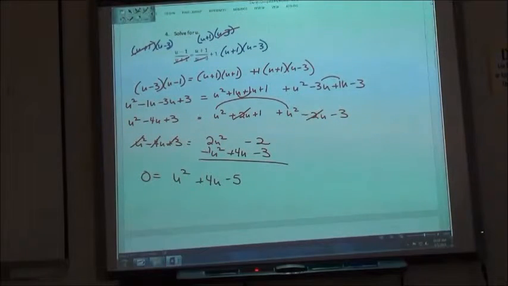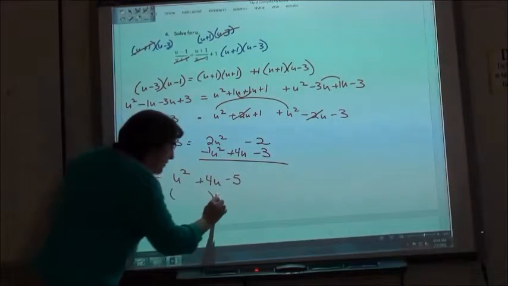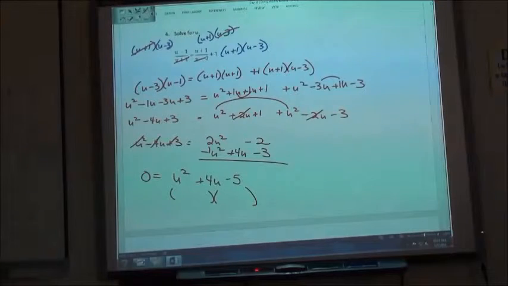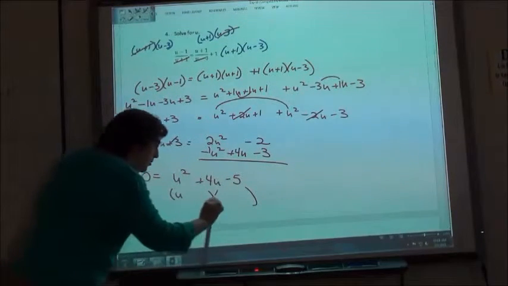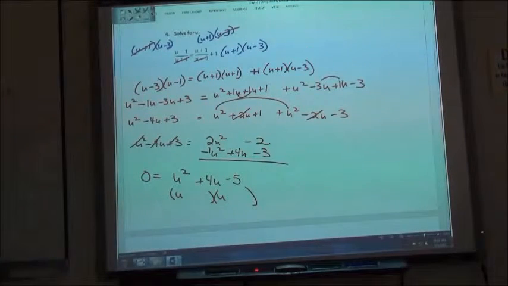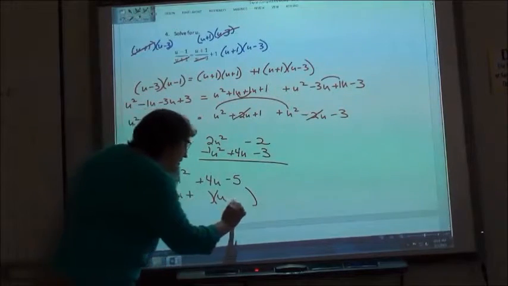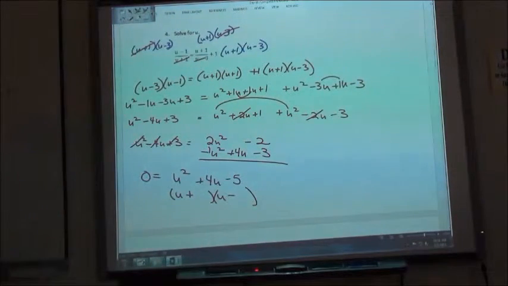So we get u squared plus 4u minus 5. We have to solve by factoring. So we have our two sets of parentheses. Factoring u squared: a u and a u, right? Our signs: positive and a negative, and we want the factors of 5.